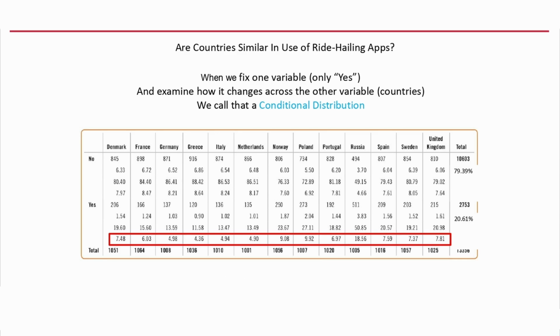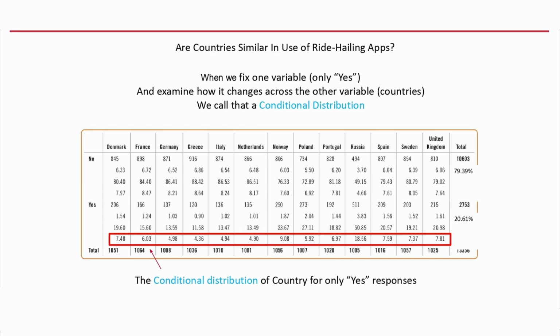The numbers that I've outlined here in red are the row percents for yes. That is, I totaled the number of yeses found on the right, and I divided each country's count for yes by that total. So these are only the yes responses. They have nothing to do with the nos. Now the numbers here in red are a distribution, but since they're only for the yeses and not the nos, we call it a conditional distribution. I have fixed one of the variable outcomes as yes, and look how the other variable changes, country. We call that a conditional distribution.